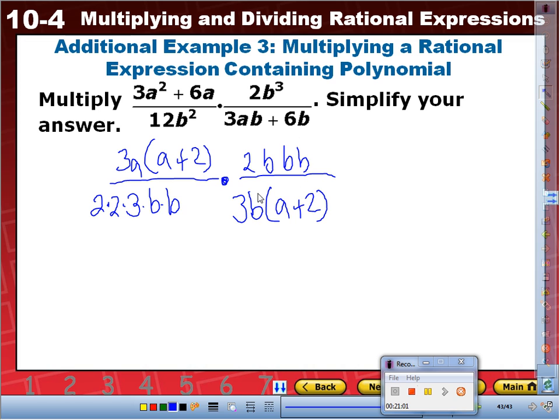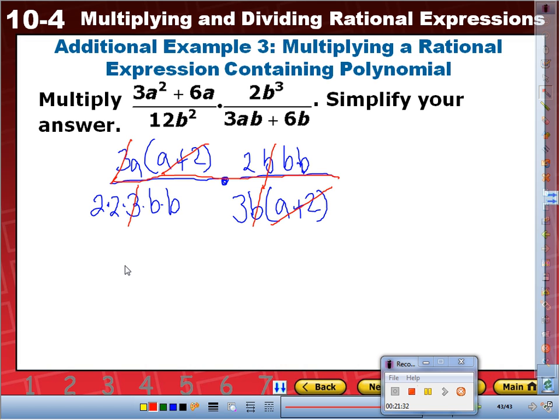Therefore, can we simplify this anymore? Yes, by eliminating the b's. However, I'm just going to go straight to my next step by multiplying. That means we're going to put these two together. You see the giant ones? Yes. So let's see. The a plus 2 and a plus 2 is 1. The b and the b is 1. 3, and I'm going to get this one and the 3.